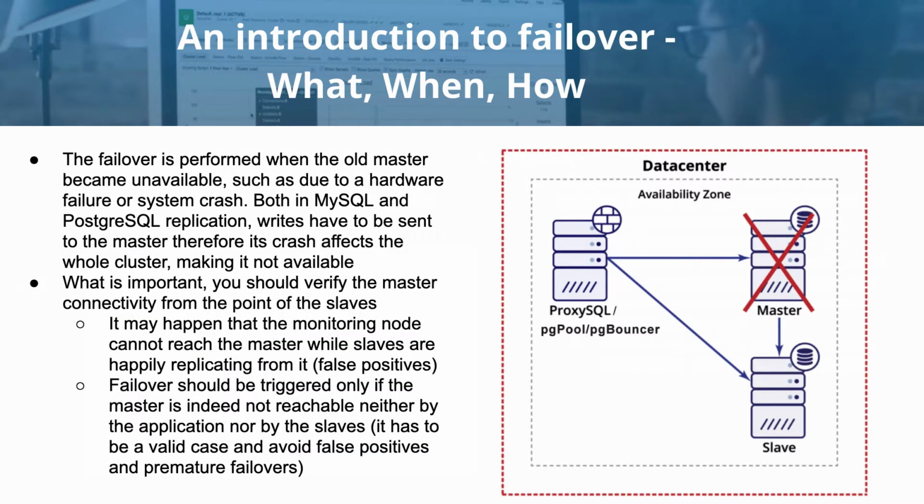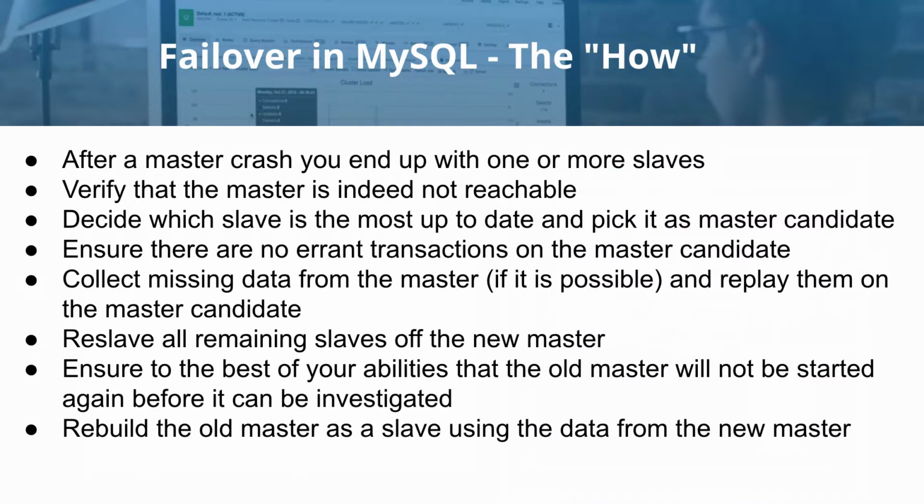In continuation of the failover, it is performed when the old master becomes unavailable, such as due to a hardware failure or system crash. In both MySQL and PostgreSQL, replication writes have to be sent to the master, therefore its crash affects the whole cluster, making it not available. What is more important is that you should be able to verify the master connectivity from the point of view of the slaves. For example, it may happen that the monitoring node cannot reach the master while slaves are happily replicating from it, so it's a false positive. Failover should be triggered only if the master is indeed not reachable, neither by the application nor by the slaves. It has to be a valid case, to avoid false positives and premature failovers.